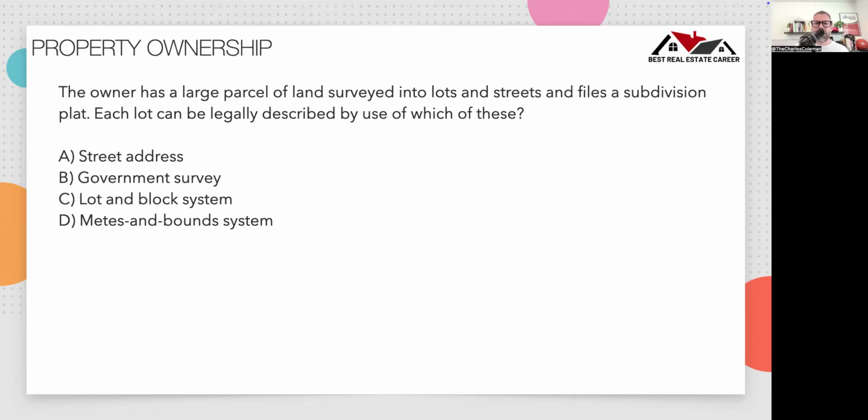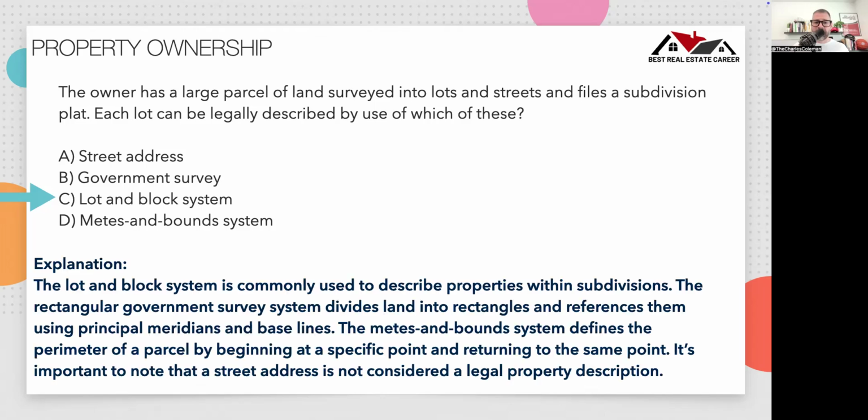The owner has a large parcel of land surveyed into lots and streets and files a subdivision plat. Each lot can legally be described by which of these? Lot and block system. The lot and block system is commonly used to describe properties within subdivisions. The rectangular survey system divides land into rectangles and references them using principal meridians and baselines. The metes and bounds system defines the perimeter of a parcel by beginning at a specific point and returning to that same point. It's important to note that a street address is not considered a legal property description.